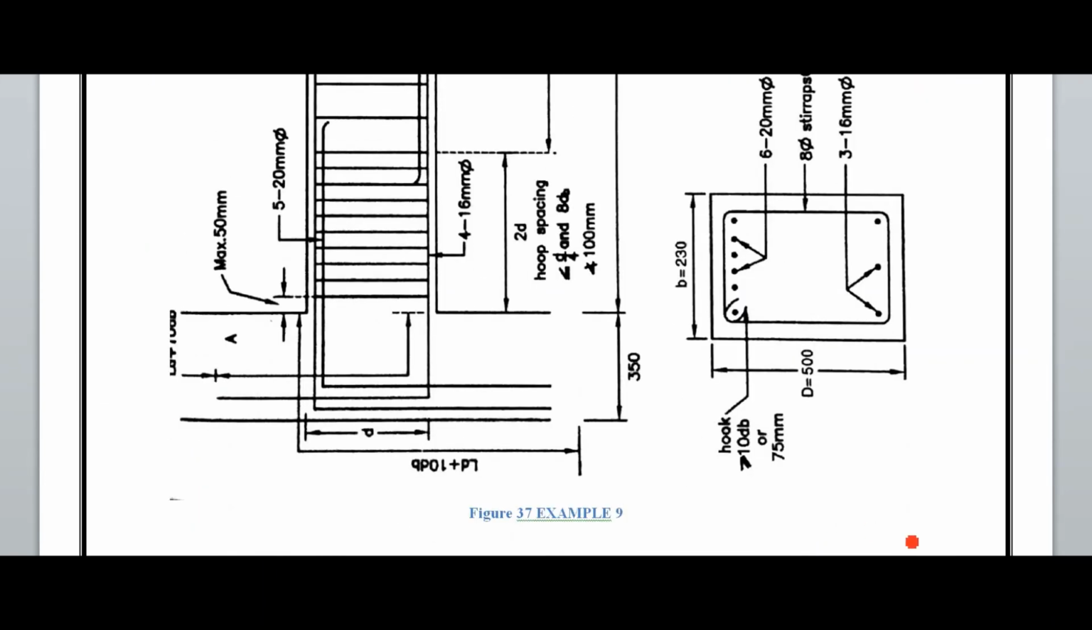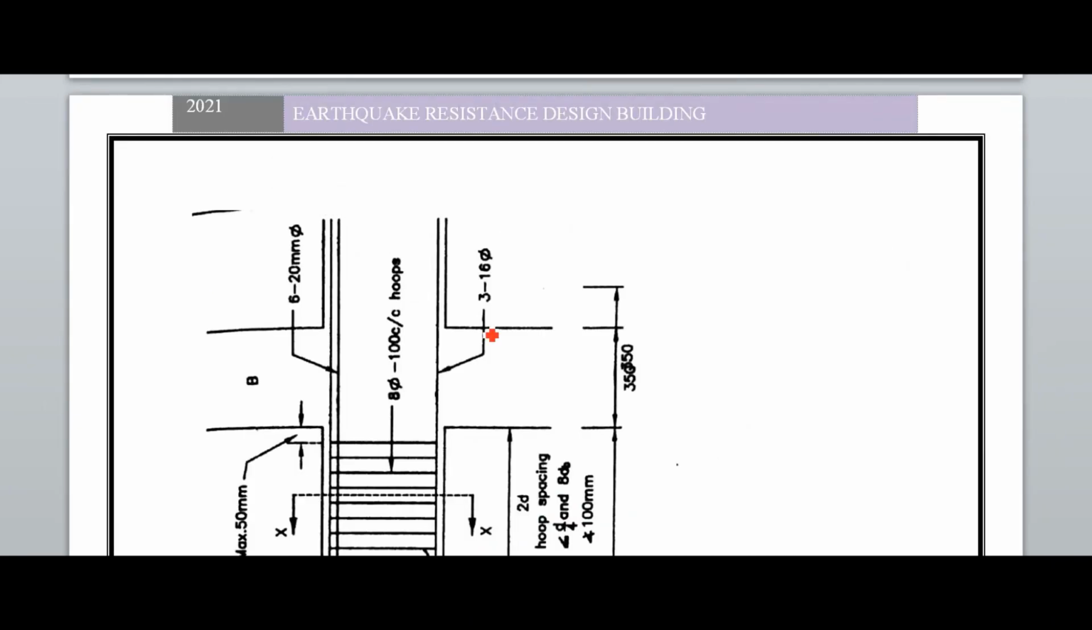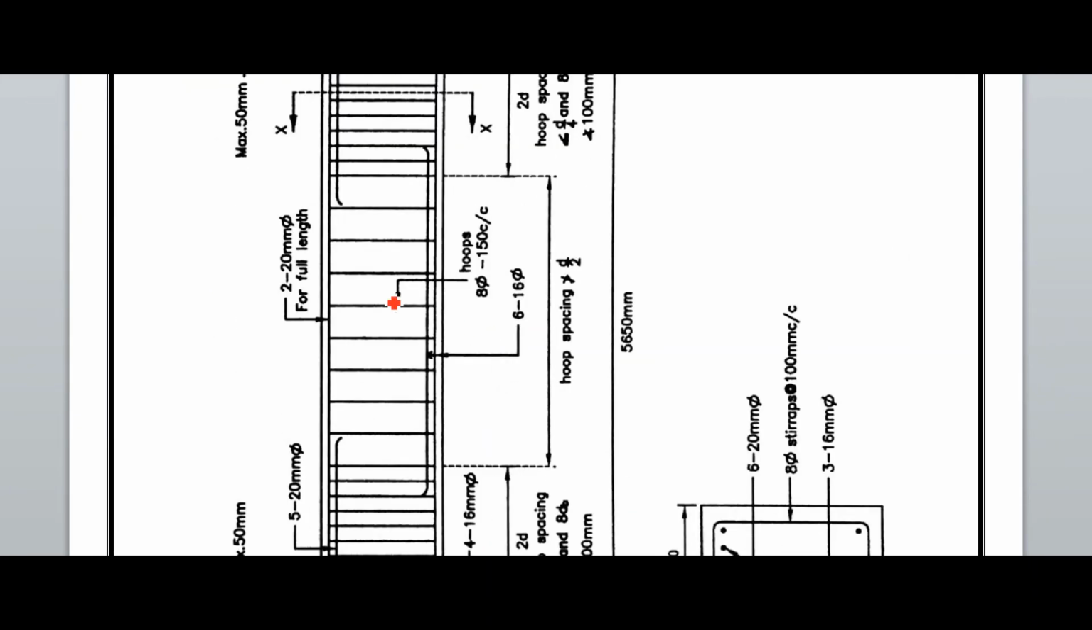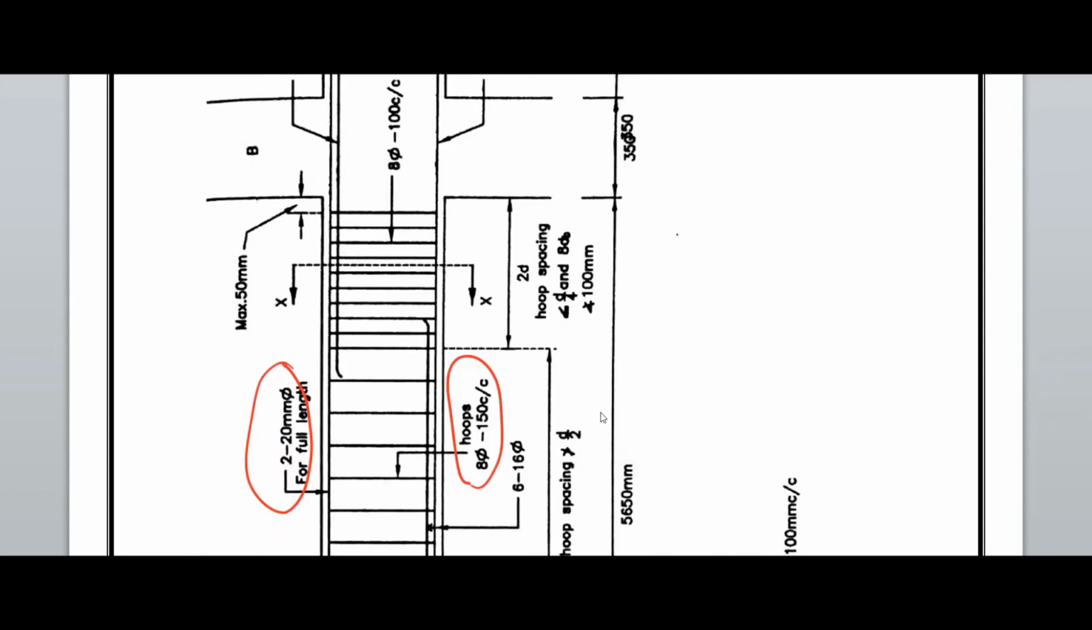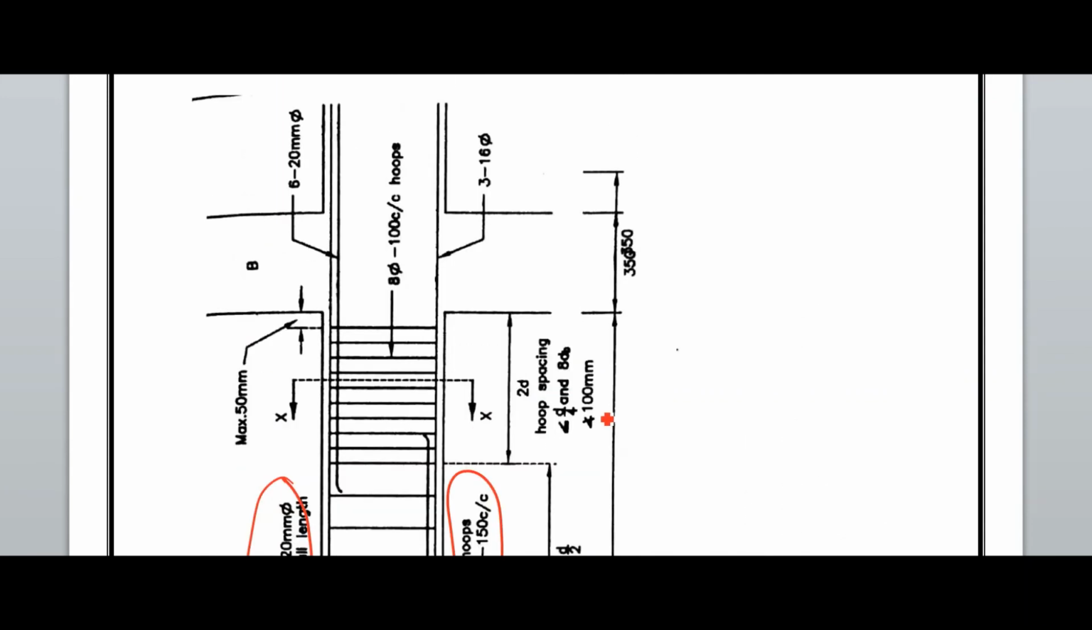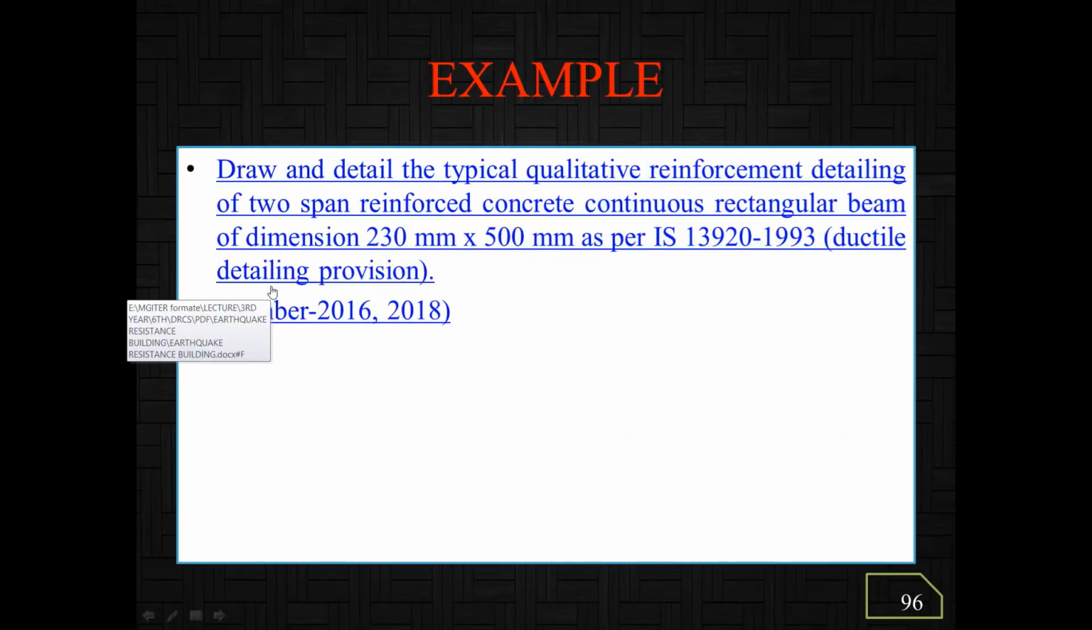Now we have to draw the figure here. So look here. It is 220 mm for the full length bar, hoops 8 mm diameter at 150 mm center to center, and same here. For the 2d spacing, it is 8 mm diameter bar at 100 mm center to center. So here the ductile detailing of the beam is completed. Now this example is completed.